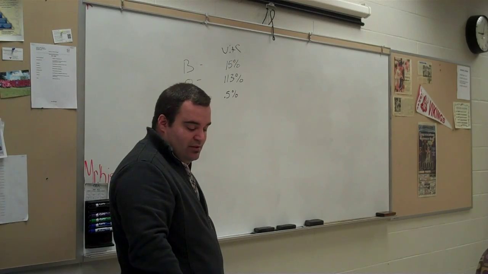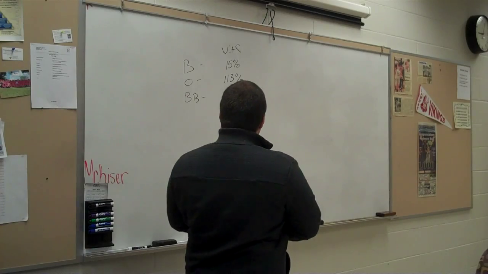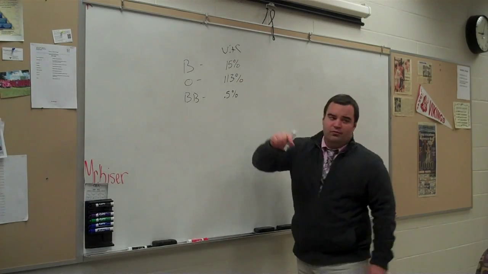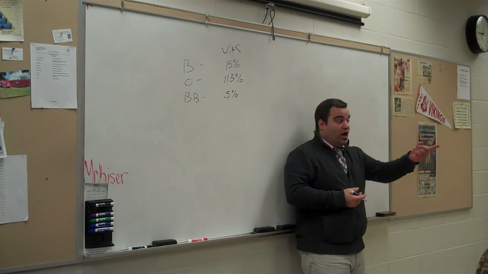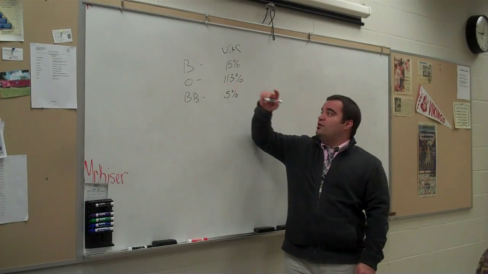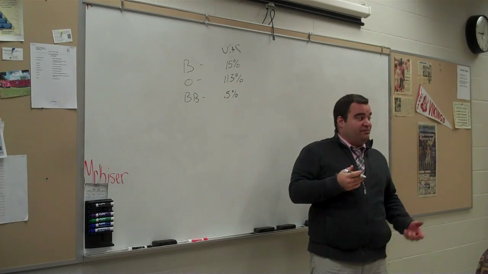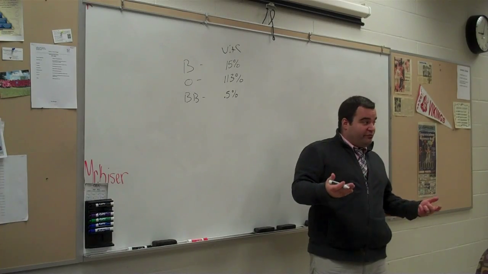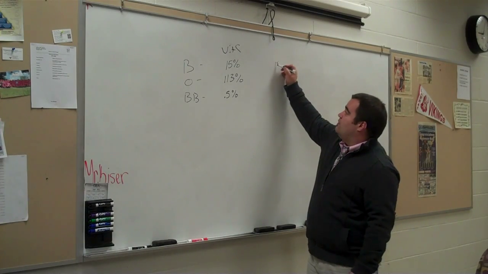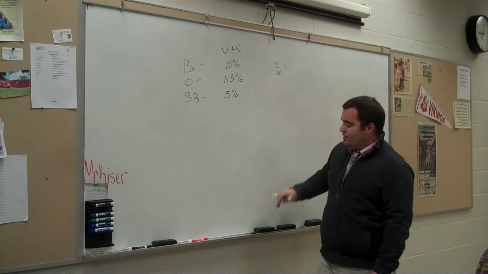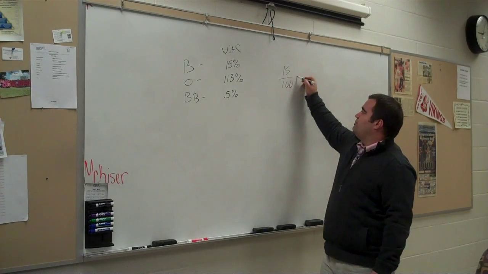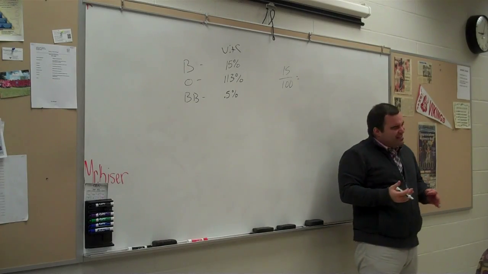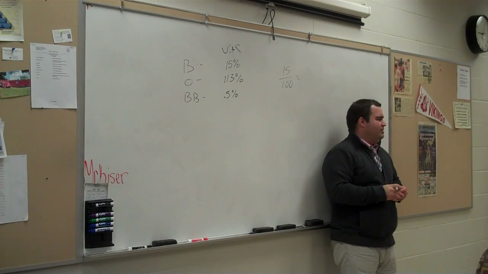Write each of these as a fraction. As a review from yesterday, the word percent means what? For every 100. So if I say that the banana is 15%, that's 15 out of 100. Now we're going to reduce these. 15 out of 100. We should reduce that.